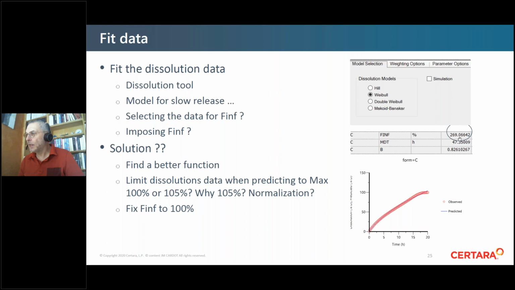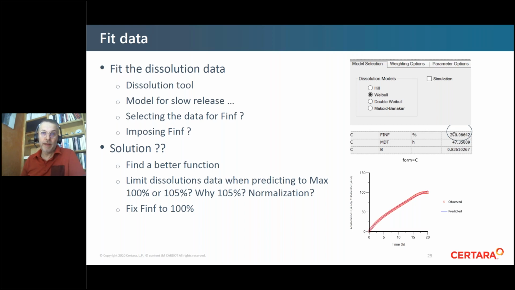And in this case, and that is the case here, you can see that it put an F infinity of 269% dissolved to have something which is good. So what could be, in this case, the maximum value of F infinity? You are going to tell me very easily that it's 100% for a dissolution. And I will tell you, no, it can be 105.